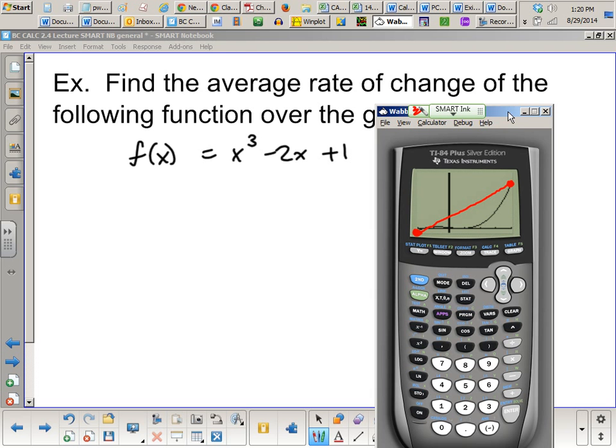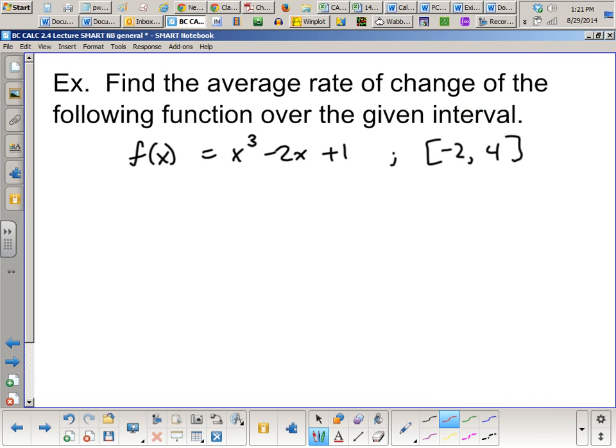Okay, so first you need to kind of know where those 2 points are. You can't do a rise over run calculation if you don't know where the points are. So let's get those points figured out. Okay, so this is the point -2, f of -2, to the point 4, f of 4. So we're going to try and find the average rate of change.